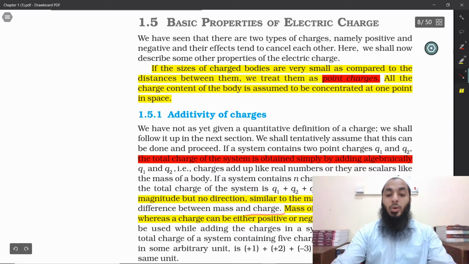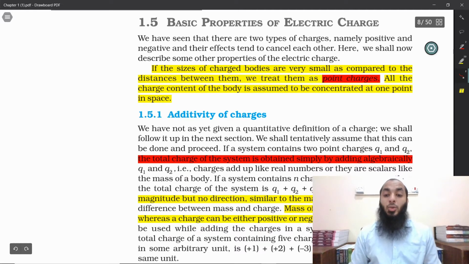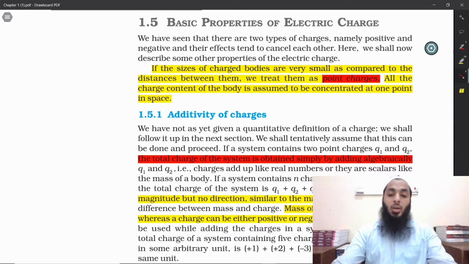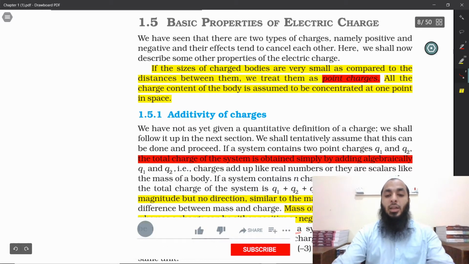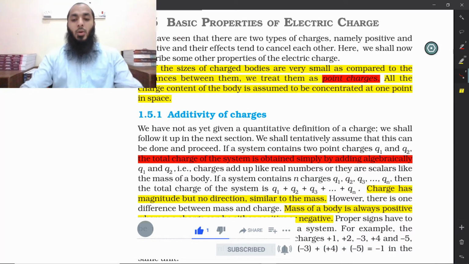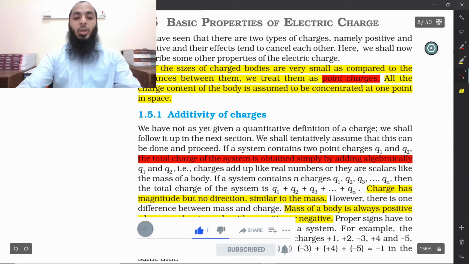This is very important. Mass of a body is always positive, whereas charge can be either positive or negative. So when you're adding it algebraically, you have to take care of the sign. Proper signs have to be used while adding the charges in a system.